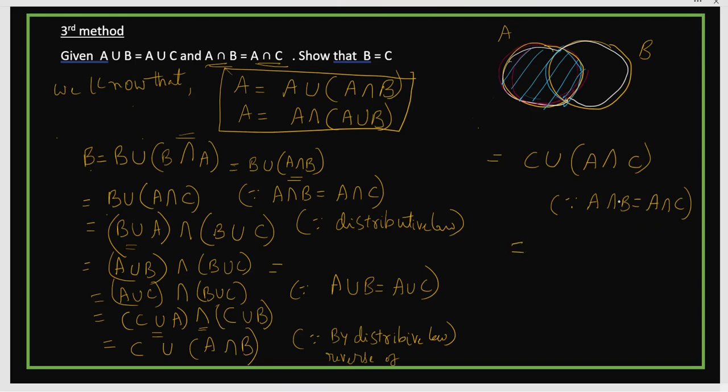So when you observe this, it is similar to this, right? C union A intersection C is nothing but C. Understood? This is A union A intersection B. Any set, you will end up with A. So B equals C. I have given you all three explanations.